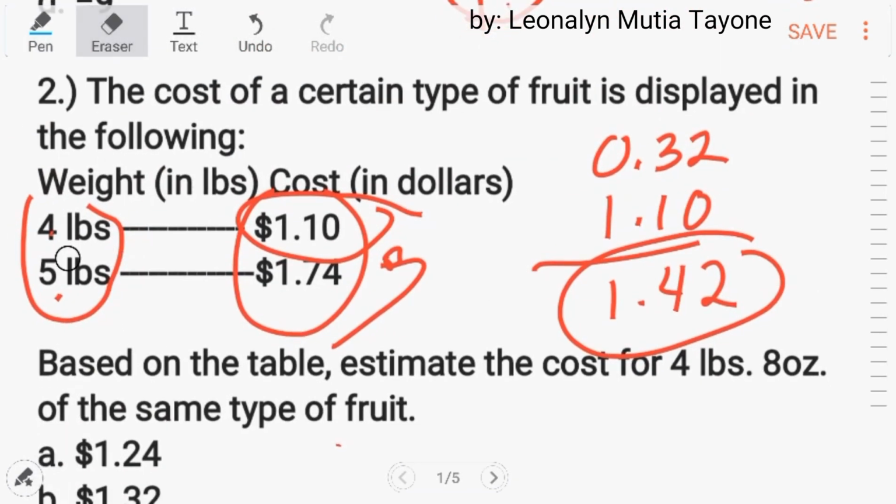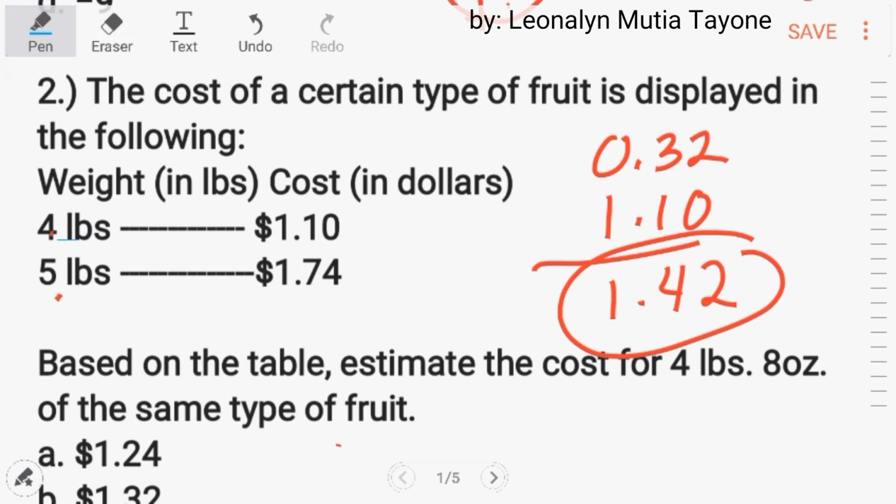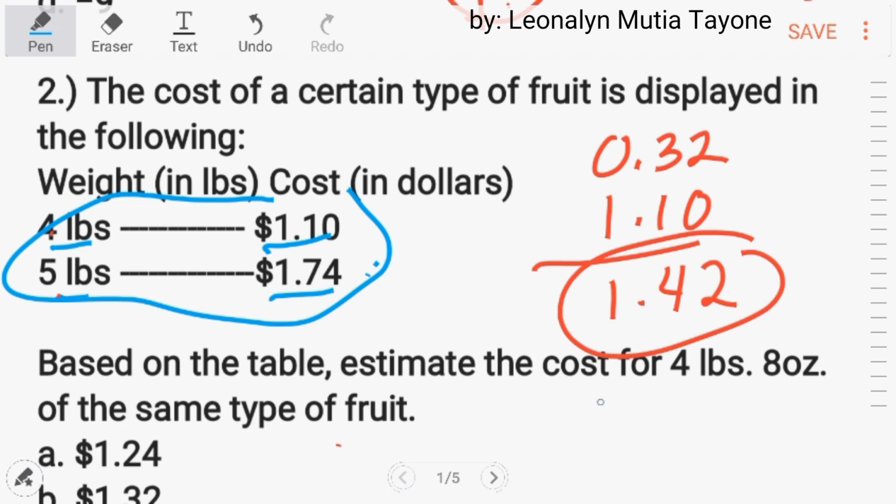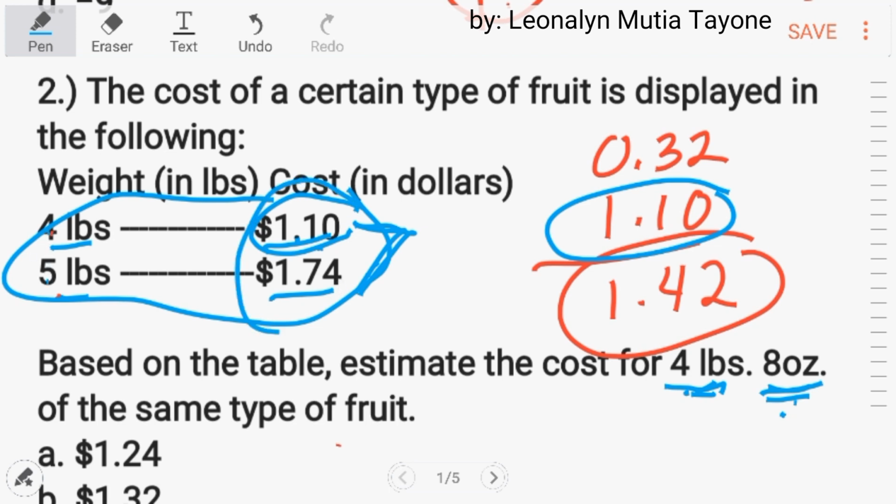Ito yung given. Ang 4 pounds, ito yung equivalent. Pag 5 pounds, ito naman yung equivalent. Tapos, based on the table, estimate the cost for 4 pounds and 8 ounces. Pag 4 pounds lang, meron ka ng 1.10. Itong 8 ounces, kuhanan mo ng difference, kasi 1 pound ang difference niya, 5 minus 4, 1 pound. Ang difference dito is 0.64.